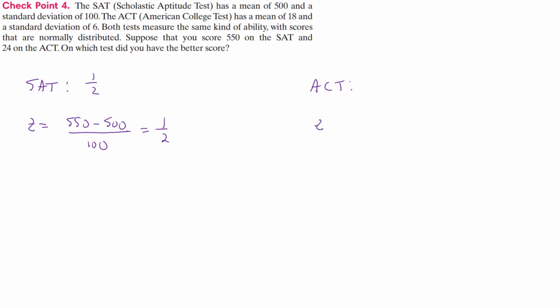Now for this one, z is equal to what? All right, so we have 24 minus the mean, which is 18, all over the standard deviation, which was 6. Well, that's 6 divided by 6, which is 1. So here our z-score is 1. So on which test did you score better? Well, we scored better on the ACT. That was the one we scored better on because we had a 1 for a z-score versus only a half for the SAT. Okay.